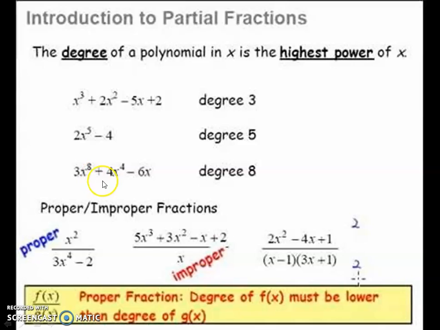3x raised to 8 plus 4x raised to 4 minus 6. What is the highest degree here? Here 8, here 4, here 1. So what is the highest degree? 8. So the degree is 8.